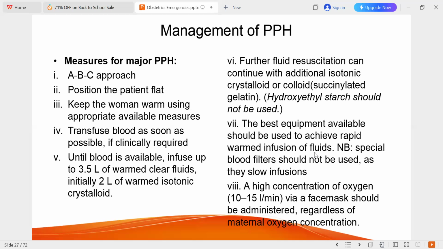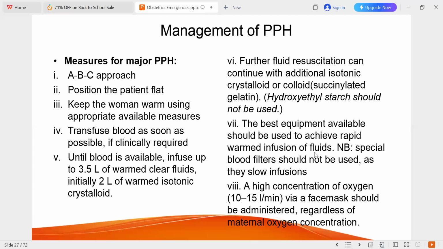While you're waiting for blood, don't fold your arms. You can give up to 3.5 liters of warm clear fluid. Initially, you will start with 2 liters of warm isotonic crystalloids. For the other 1.5 liters, you may want to use colloid if you're still waiting for blood. But note that you want to avoid hydroxyethyl starch, because it also affects your coagulation status.